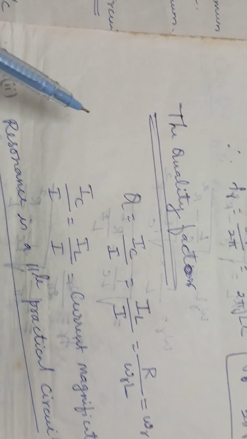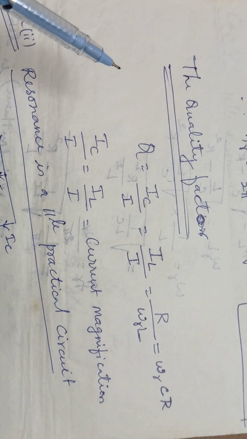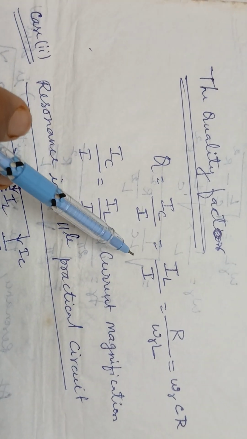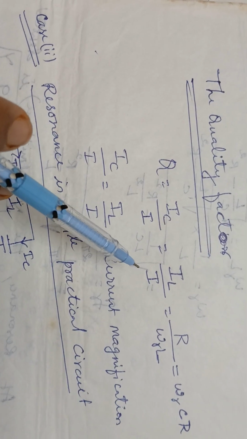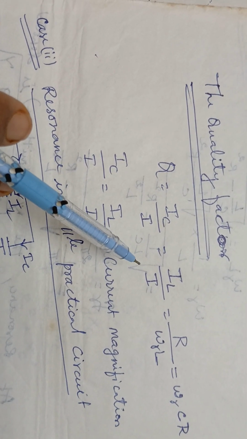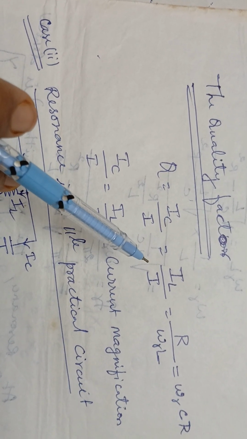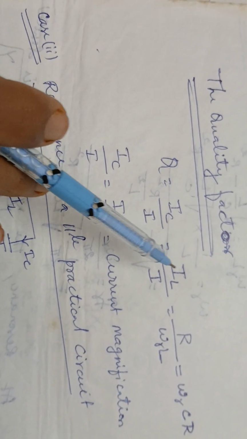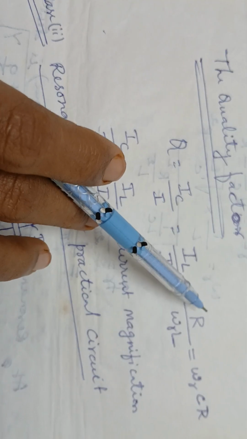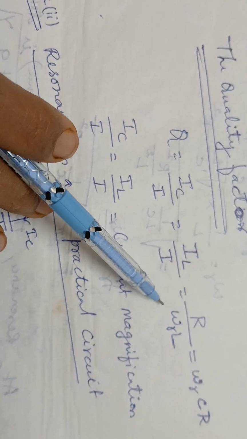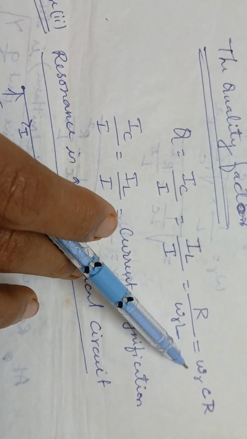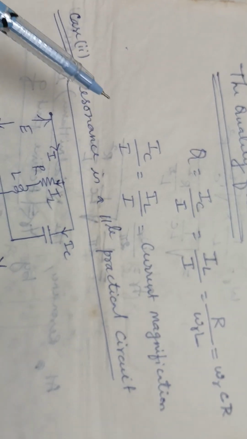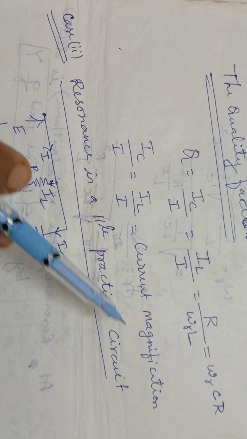In this parallel resonance circuit, Q is equal to IC by I, which is equal to IL by I. This is the resonance where the current is minimum. So here the quality factor is IC by I, IL by I, which is R divided by omega r L, equal to omega r C R. This is called the current magnification.